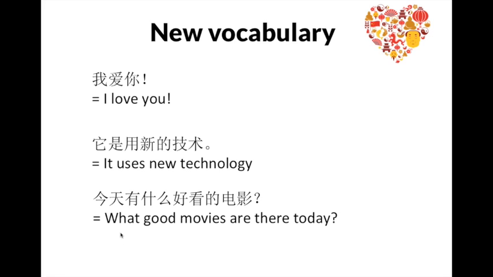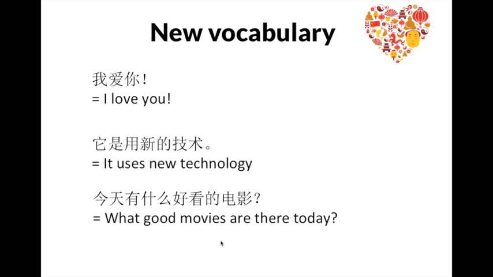Okay, so for the last sentence this week, we have 今天有什么好看的电影? And I think this is a pretty funny one because we have, let's go through it first. We have 今天 today, 有 is, 什么 what, 好看. 好看, that means when you just put 好 and 看, which is good and to look, when you put them together, it's just pretty or good to look at. And then 电影 or movies.